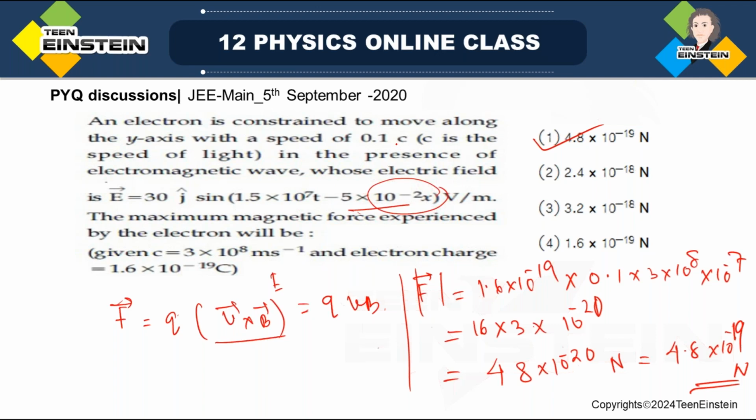Since mass is not involved here, otherwise we would have gone to the relativistic regime to find the mass. This is actually a relativistic speed, so at this speed the mass will be more: m0, the rest mass, divided by the square root of 1 minus v square by c square. Anyway, those things are not needed in this problem, since we have qvB.